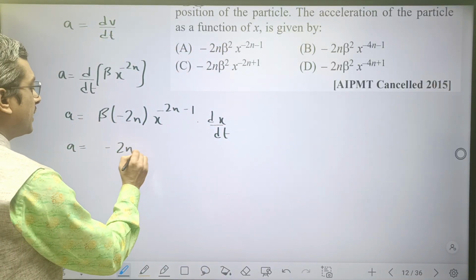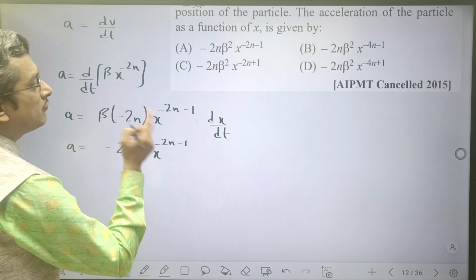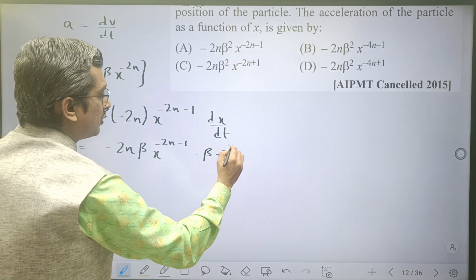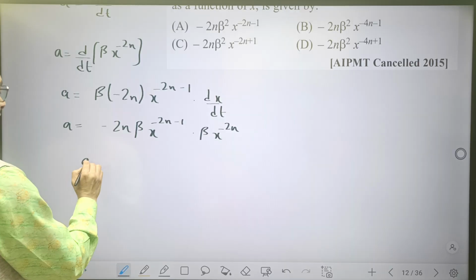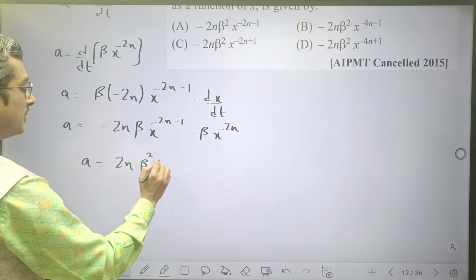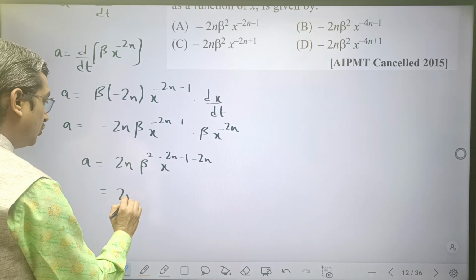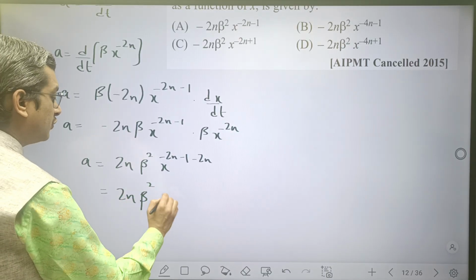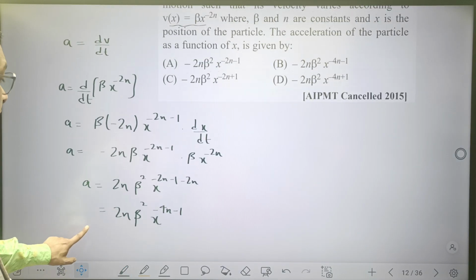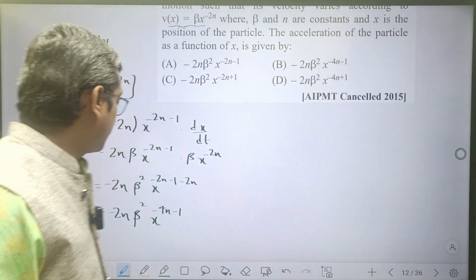So this is minus 2n beta x to the power minus 2n minus 1, and this dx by dt is nothing but velocity, and velocity is given by beta x to the power minus 2n. Now we have acceleration is equal to minus 2n beta square, and x to the power minus 2n minus 1 minus 2n. So this is x to the power minus 4n minus 1. So this is the expression, isn't it? So the acceleration is minus 2n beta square x to the power minus 4n minus 1.